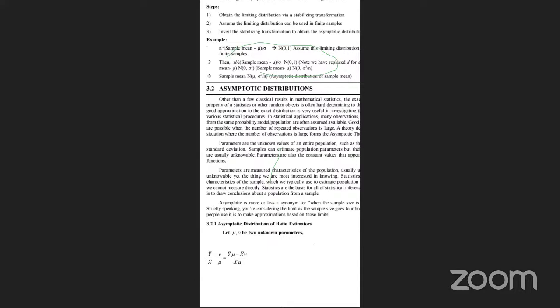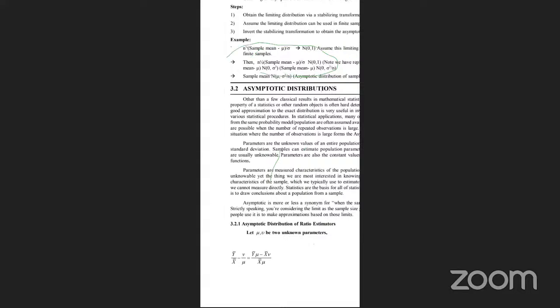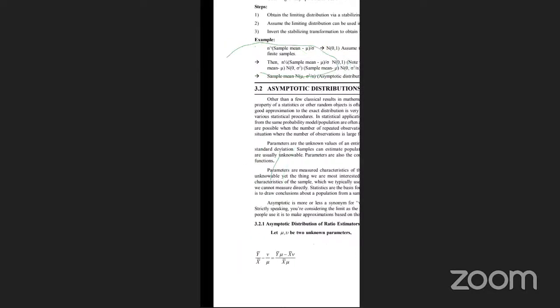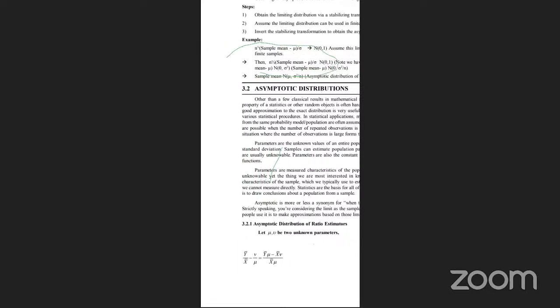Asymptotic distribution of ratio estimators. Let mu and nu be two unknown parameters, where the ratio estimate is y bar by x bar minus nu by mu, equal to (y bar mu minus x bar nu) by (x bar mu).